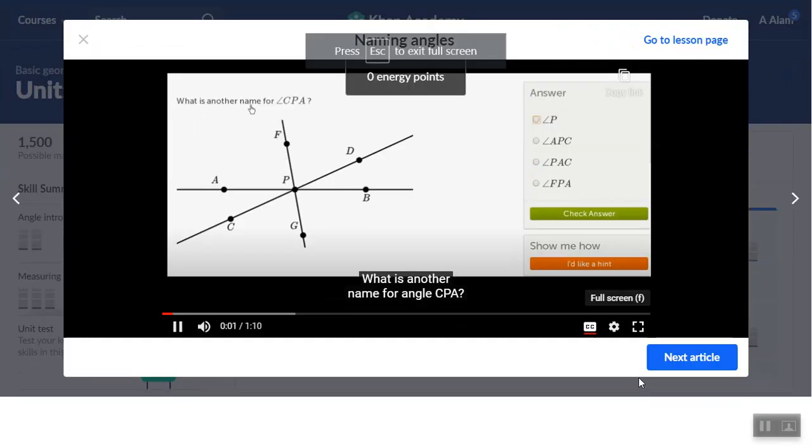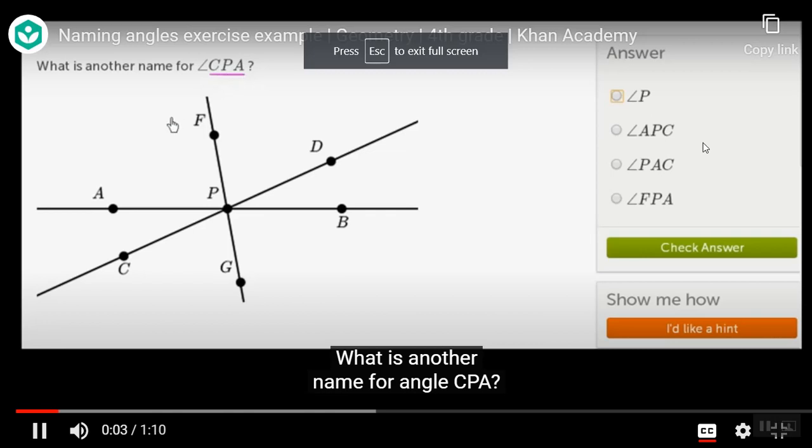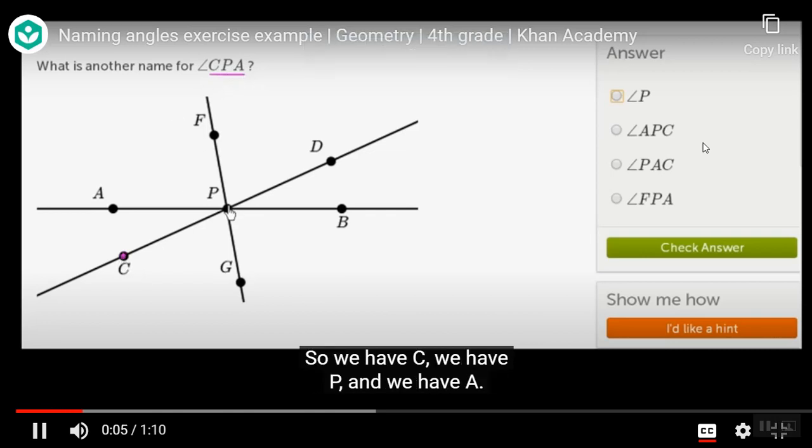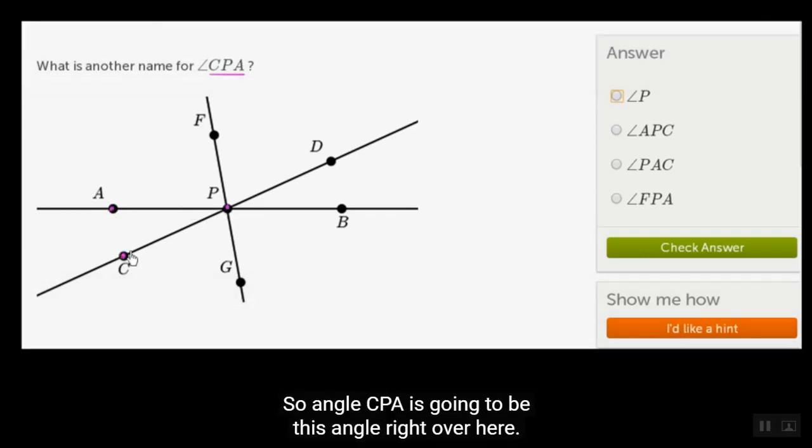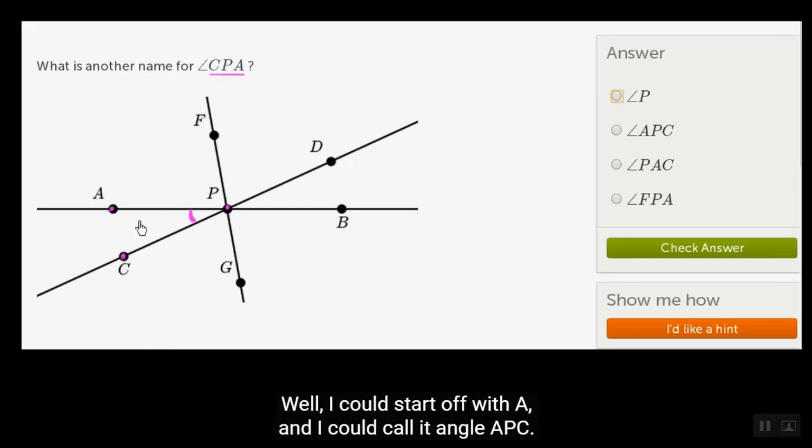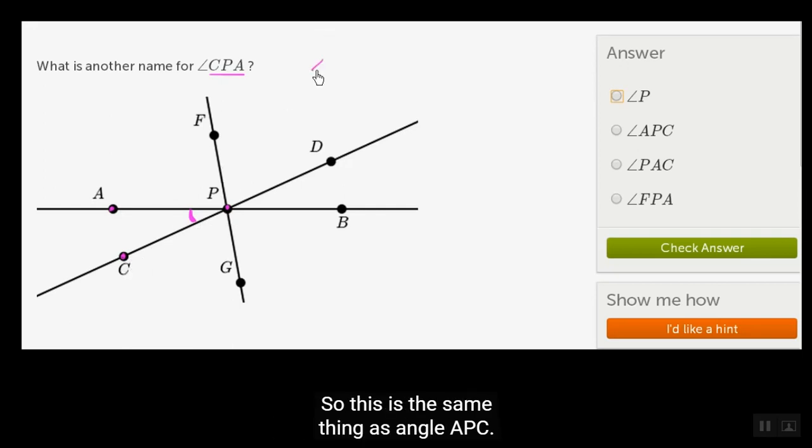What is another name for angle CPA? So we have C, we have P, and we have A. So angle CPA is going to be this angle right over here. So what's another name for it? Well, I could start off with A, and I could call it angle APC. So this is the same thing as angle APC.